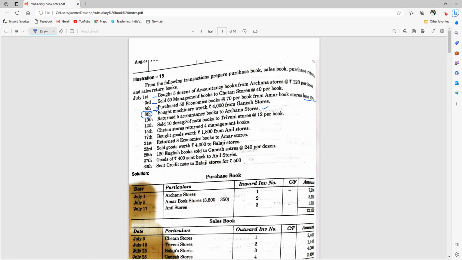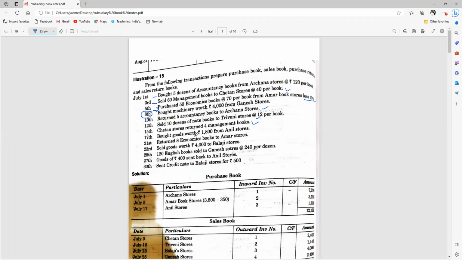Next, sold 10 dozens of notebooks to Triveni stores at 12 per book. So this is obviously a sales transaction. Next, Chetan stores returned 4 management books. The management books which we had sold to Chetan stores were recorded in the sales book. Now that should be recorded in sales return.